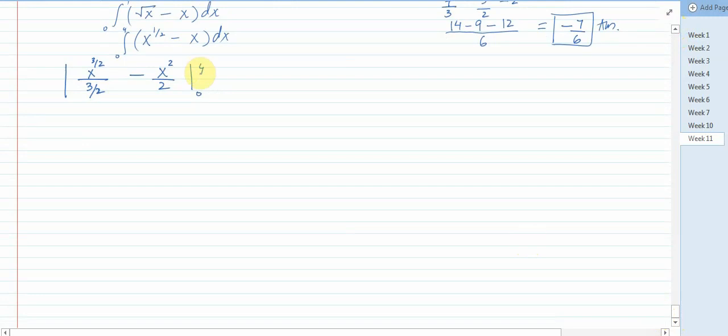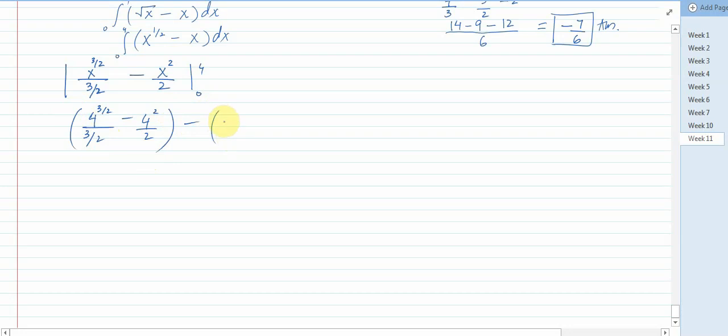Now first we need to apply the upper limit. The upper limit is 4. So I will say 4 to the power 3 upon 2, with the denominator 3 upon 2 as it is, minus upper limit 4. So 4 square is 16, but I am writing 4 square divided by 2. I have applied the upper limit in both of the values of x, and now I will apply the lower limit.